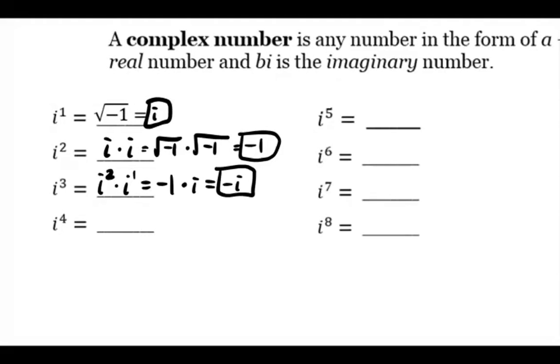What's another way of writing I to the fourth? I squared times I squared. What is I squared equal to? Negative 1. So isn't it negative 1 times negative 1? What is negative 1 times negative 1? Positive 1.